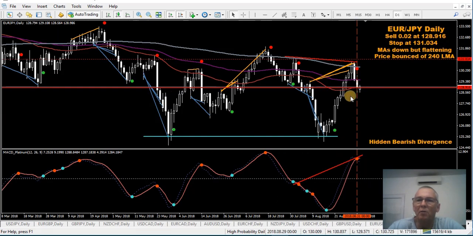Euro Yen in a sell this morning. Went down a little bit, now it's sort of pulled back to my entry. With the trend, price went up to the 240 LMA, like I said in today's daily video, and I'm hoping it would break down to the downside.